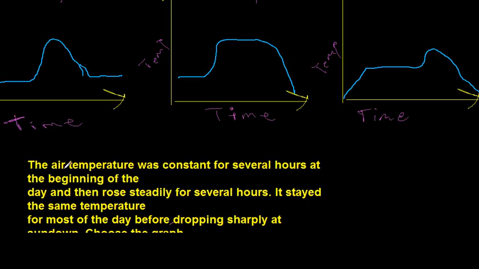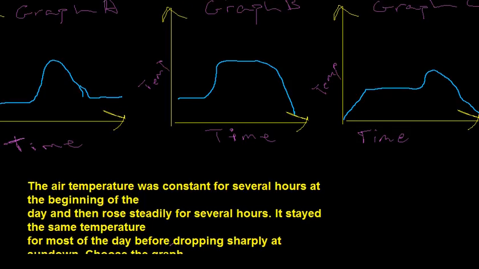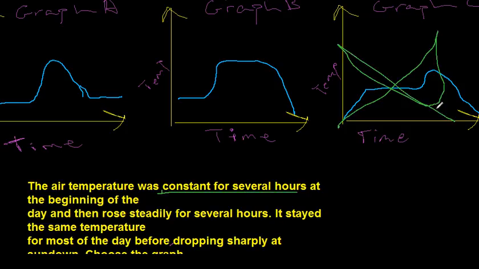So the first thing this says is the air temperature was constant for several hours. That tells me automatically I can cross out one of three graphs. And which one do you think that it's going to be, Jacob Malandano? Why C, buddy? Well, where's my keywords in the statement that tell me to cross out C? Yeah, constant for several hours. So this part right here is telling me, hey, this graph does not start at 0. So I'm just going to cross this out.